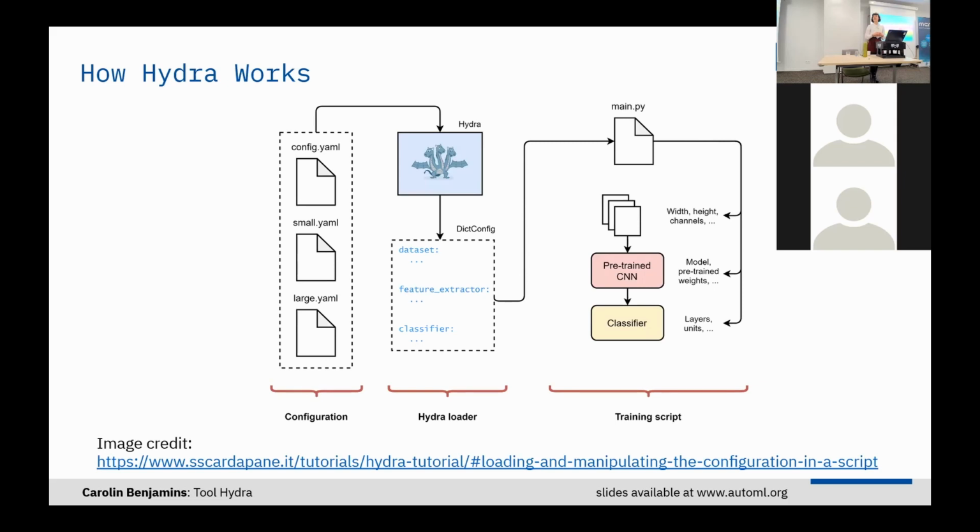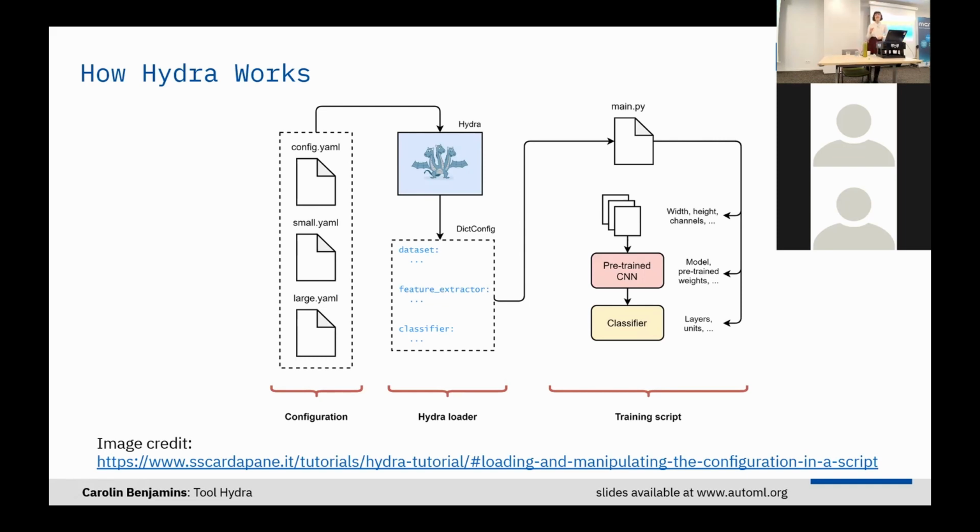I think this example is helpful to understand the workflow. This is not my image, credit to another Hydra tutorial, just so that you know. So we start with our configuration.yaml, and we have two further configurations, one for a small variation and one for a large variation. All those configuration files go into the Hydra loader, and Hydra smashes them together depending on how you set it up. And in the end, you get a dict config object. The dict config holds your complete configuration.